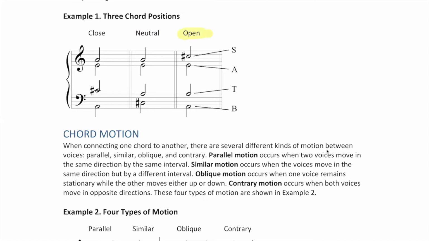Still, notice that whenever we have an open position chord, we still do not have more than an octave between any of the adjacent 3 upper voices. For example, there's just a sixth between the soprano and alto, and a fifth between alto and tenor. Also, for the record, you can have more than an octave between tenor and bass. That's never a problem.